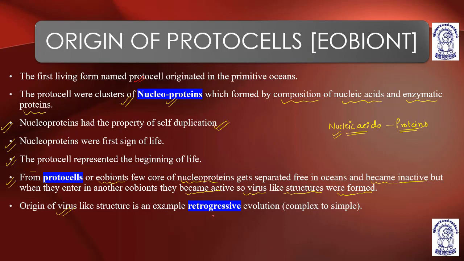The origin of virus-like structures is an example of retrogressive evolution. Retrogressive evolution means from complex to simple. Viruses are formed from protocells, and they only contain the nucleoprotein part. That is why, to date, viruses can only express themselves through their RNA or DNA. They don't have any cellular machinery. So if a protocell gives rise to a virus-like structure, it shows that evolution is going backtrack, from complex to simple. That is why it is called retrogressive evolution. You just have to remember that the formation of viruses from protocells or eubionts is considered a retrogressive evolution.